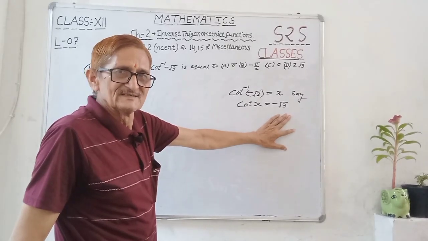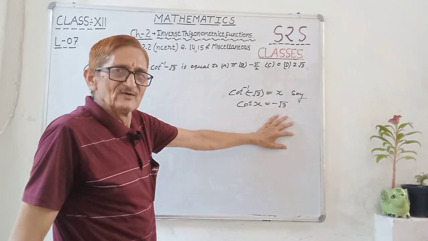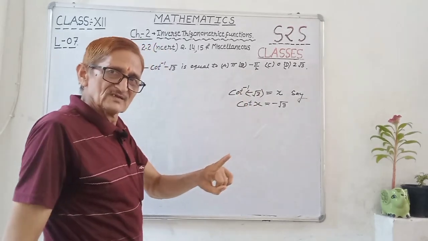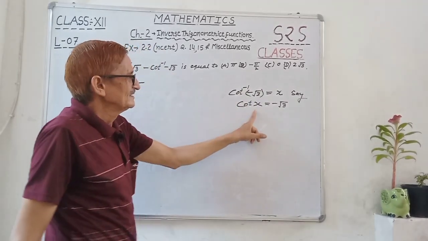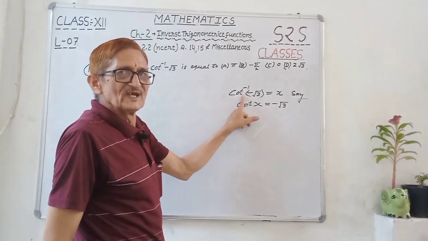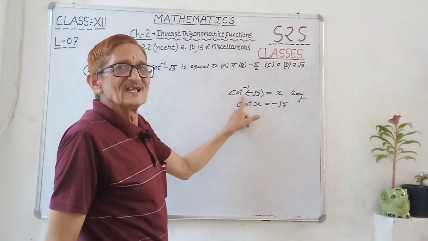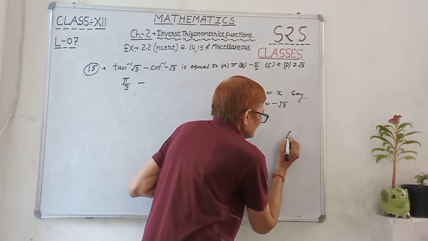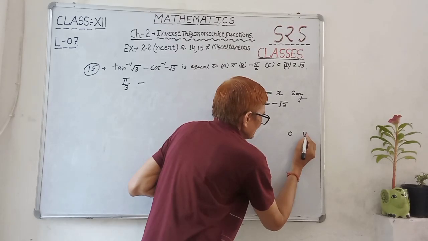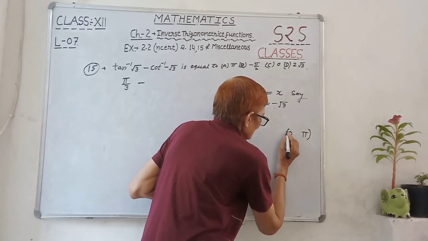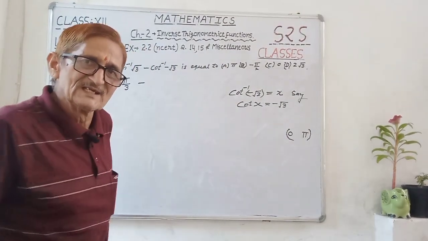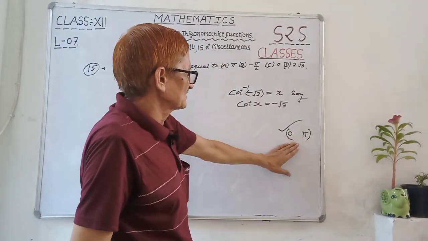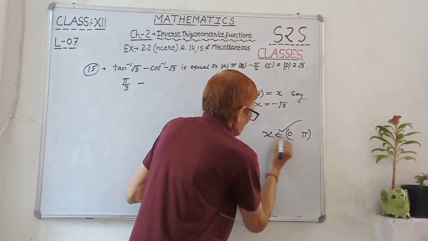Cot is negative in the second and fourth quadrants. The output of the inverse is x, so x must be in the range branch of cot inverse, which is 0 to pi, open interval, in the first and second quadrants. So x must belong to this.